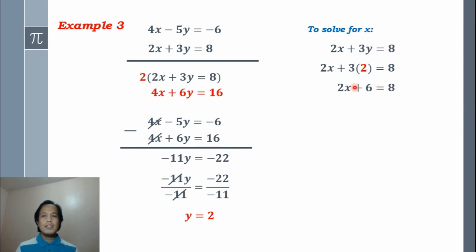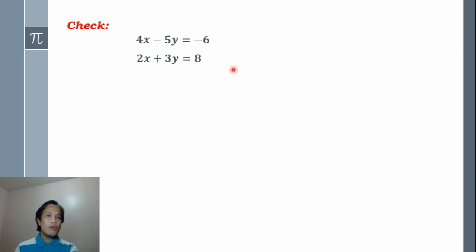Now to eliminate the positive 6 here, we will use the subtraction property of equality. So we will subtract 6 on the left side of the equation, and we will also subtract 6 on the right side. What remains on the left side is 2x because 6 is already cancelled out. So 2x equals 8 minus 6. 8 minus 6 is 2. And to solve for x, we divide both sides of the equation by 2. And we can cancel out the 2. So what remains on the left side is x, which is equal to 2 divided by 2, is 1.